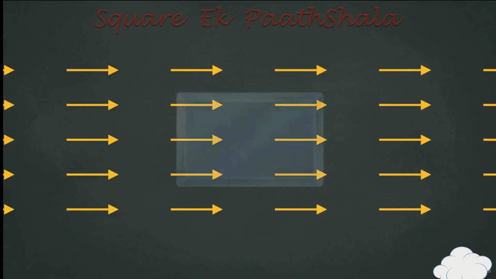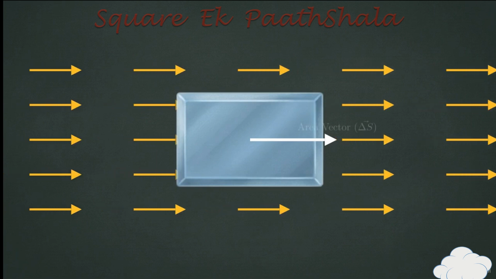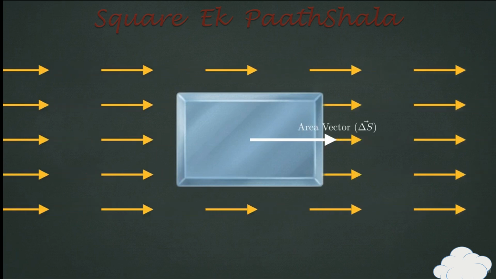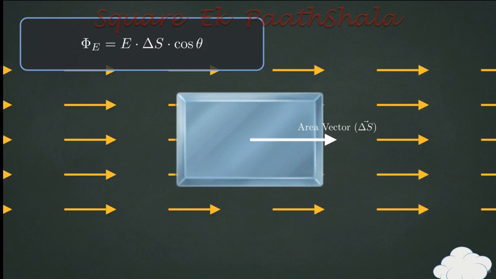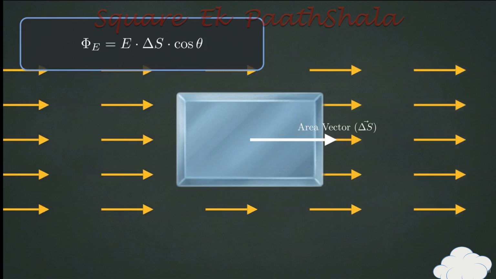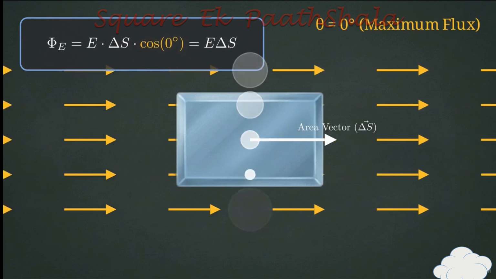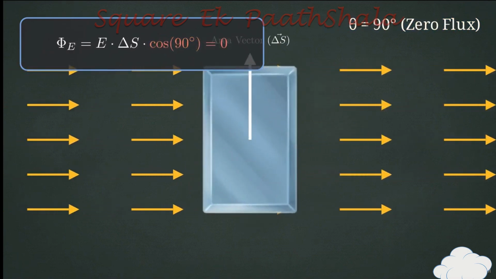Electric flux is the total count of electric field lines passing perpendicularly through a given surface area. To calculate this mathematically, physics treats physical area as a vector. The area vector always points perfectly perpendicular, straight outward from the surface, regardless of how the surface is angled in space. The flux depends strictly on the angle between the electric field lines and this area vector.